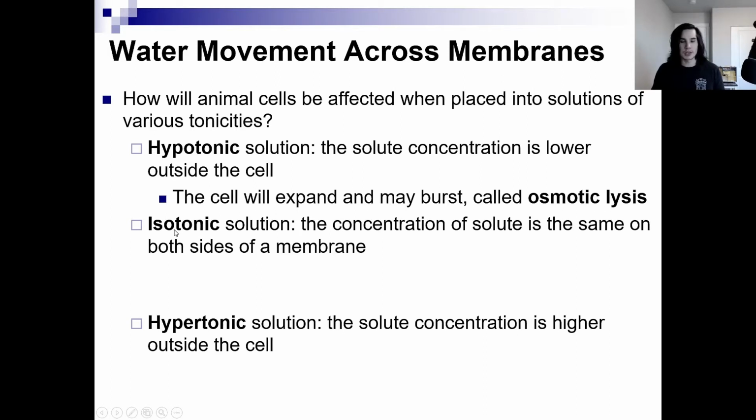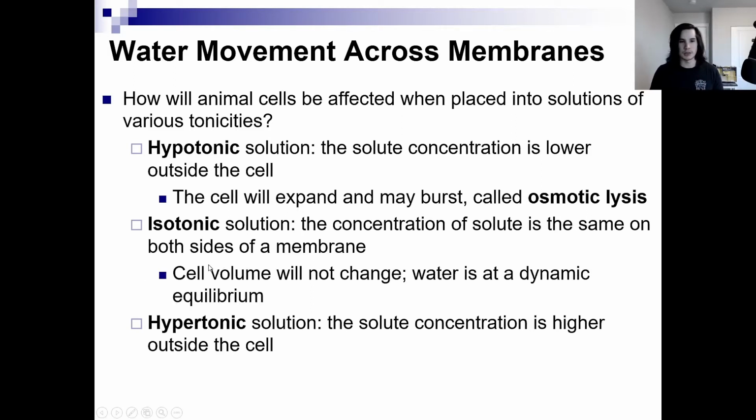Now, if you've got an isotonic solution, that means you've got the same amount of solute outside of the cell as you do inside of the cell. What your cell's going to experience is a net zero gain of water, or a net zero movement of water. So you're going to have an equal amount of water moving into the cell as you are going to have water moving out of the cell. And so you're just going to break even. Cell volume will not change, water is at a dynamic equilibrium.